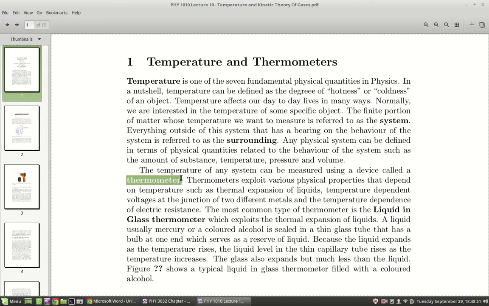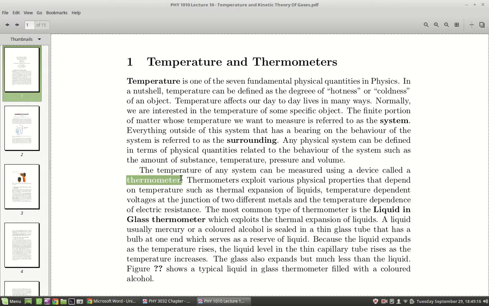For example, liquids which are used in thermometers, which we use in hospitals and also in the labs to measure temperature, those liquids, when they come in contact with something which is very hot, then they expand. So liquids used in thermometers depend on the expansion. They depend on a property called thermal expansion.